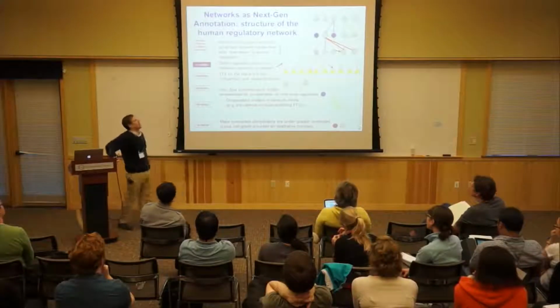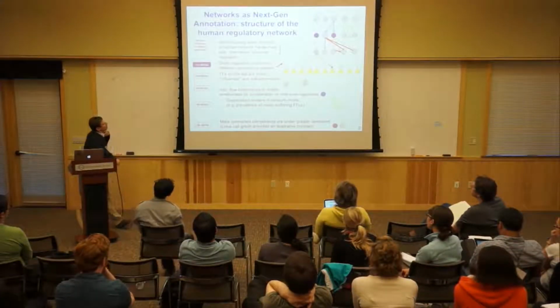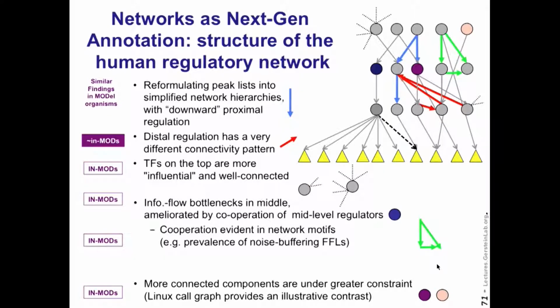So then, just to summarize really quickly, what we did in the network section here was we talked about how we were going to take the linear annotation and reformulate that linear annotation into a network.